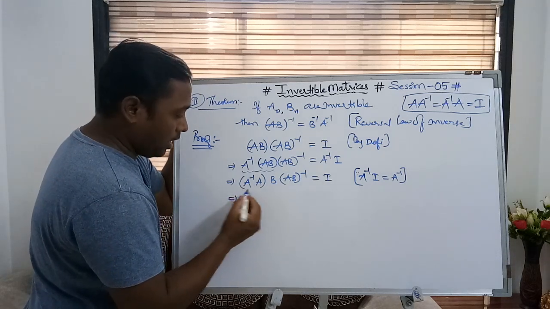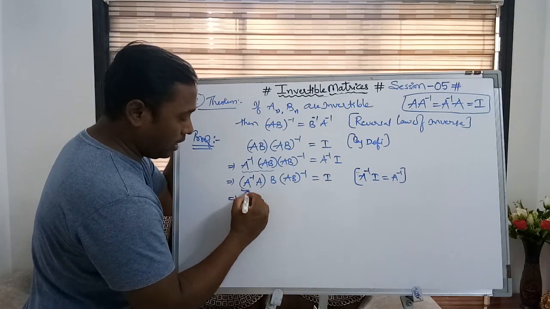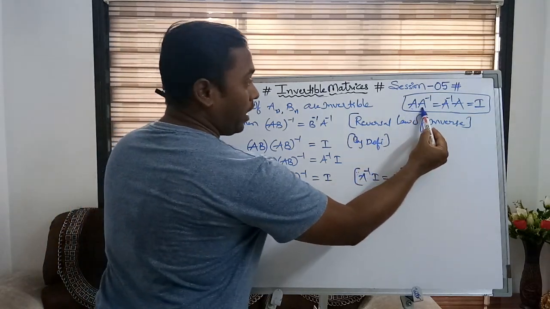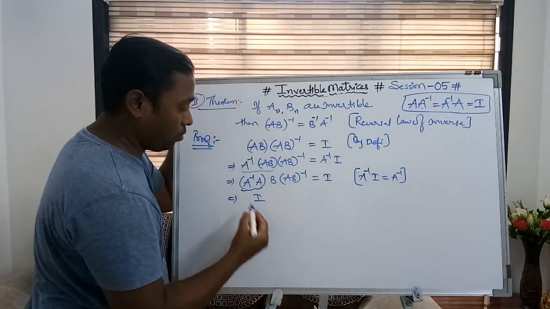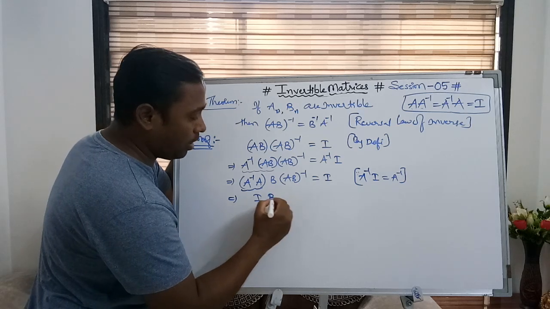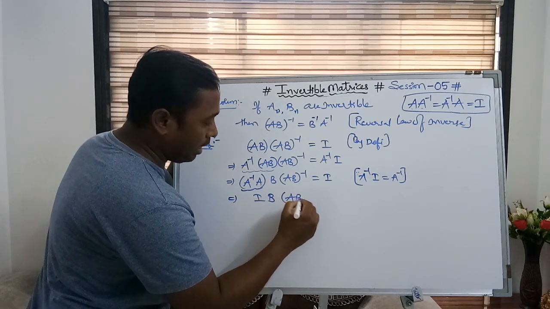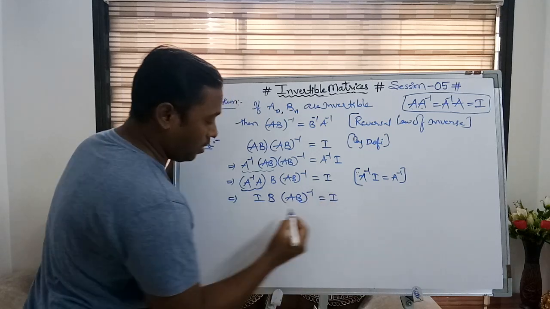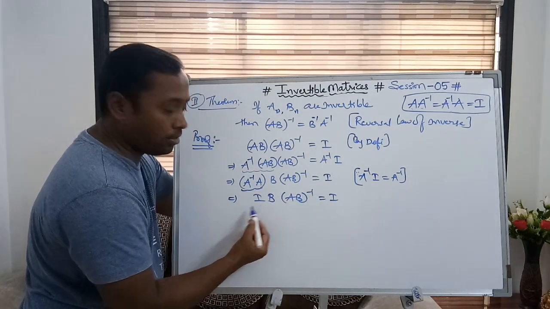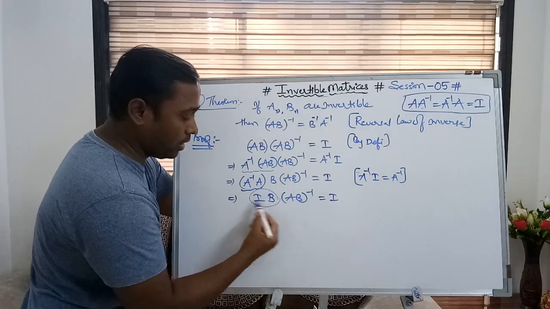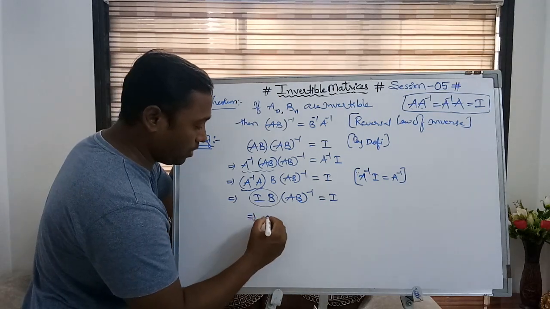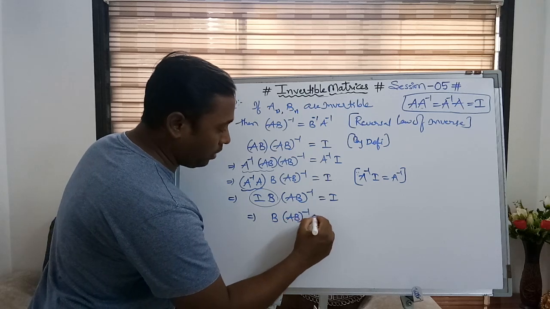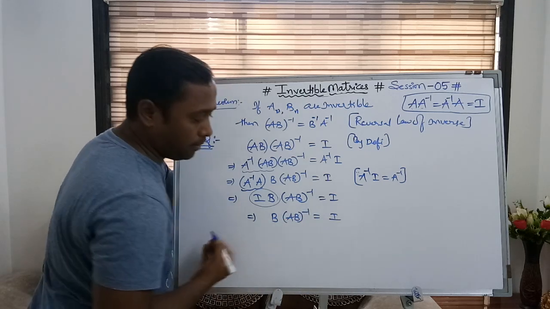Thereafter, now A into A inverse is reduced to I. Remember, A into A inverse is equal to I. So I into B into AB whole inverse is equal to I. Now you can say I into B is equal to B, because its multiplication says I into B is always B. So B into AB whole inverse is equal to I.